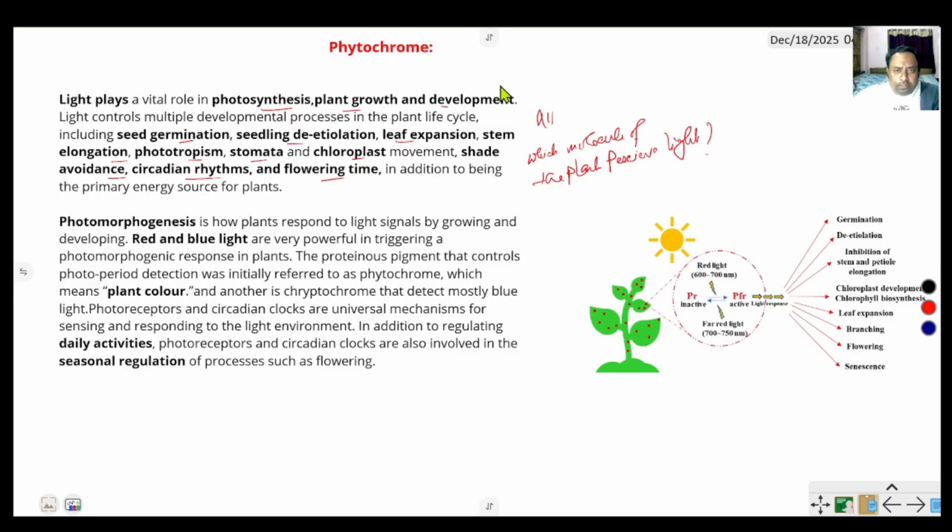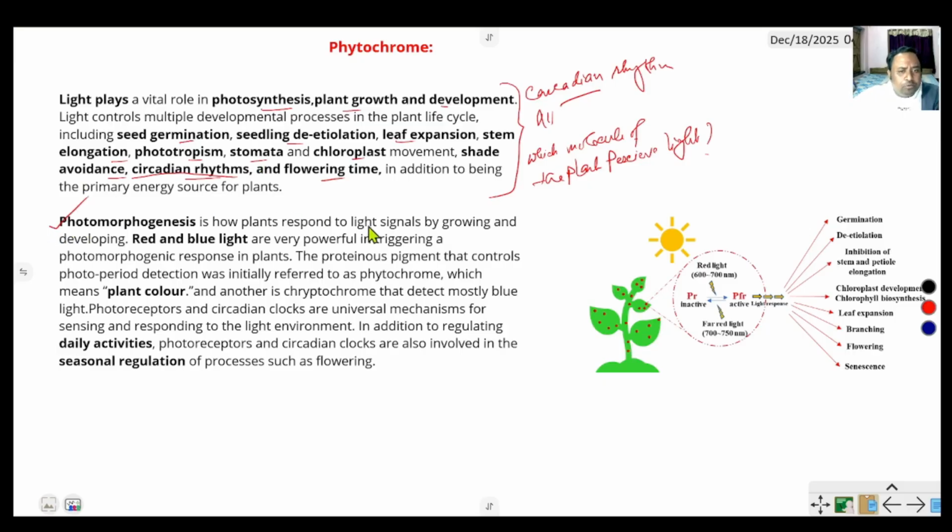And all these processes are maintained by the circadian rhythm. Circadian rhythm means changes of different physiological processes in plants in response to the environment. Okay, this is called circadian rhythm. Circadian rhythm may be a daily process or a seasonal process.